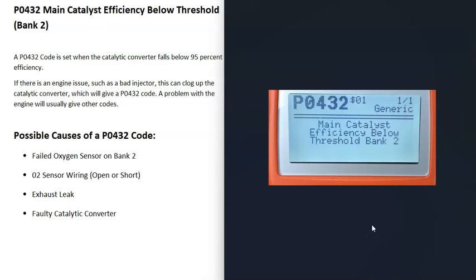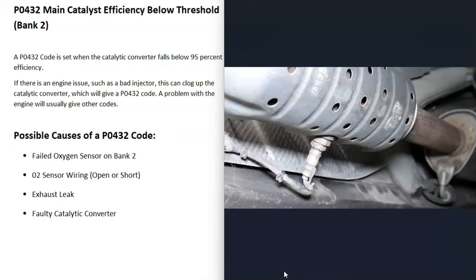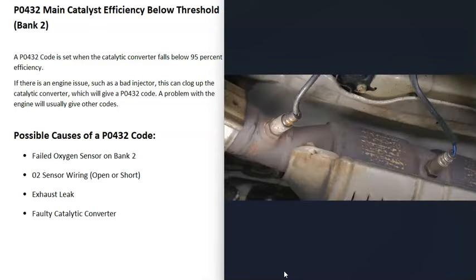And so what would be some possible causes of a P0432 code? Well, the first thing that causes is a bad sensor. If one of these oxygen sensors failed, there might not be a problem with the converter, but they're reporting bad information back to the computer. And so the first thing that could cause this is a bad O2 sensor. There's going to be at least two of them on each bank of the engine.